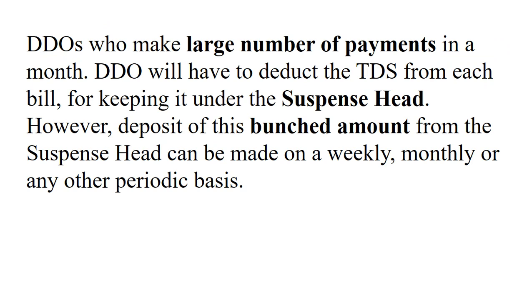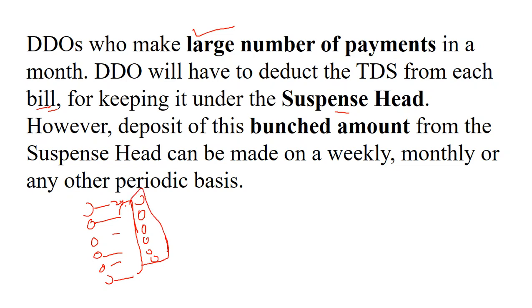The DDOs who make a large number of payments in a month will have to deduct TDS from each bill. They will deduct TDS from each bill for keeping it under the suspense head. So let's consider that the DDO has 6 bills. He will deduct TDS, say, at the rate of 2%, 2%, 2%, 2%, 2%, and 2%. And for the amount deducted, he will generate a single challan for the whole amount. For the time being, he will keep this amount in the suspense head, right?